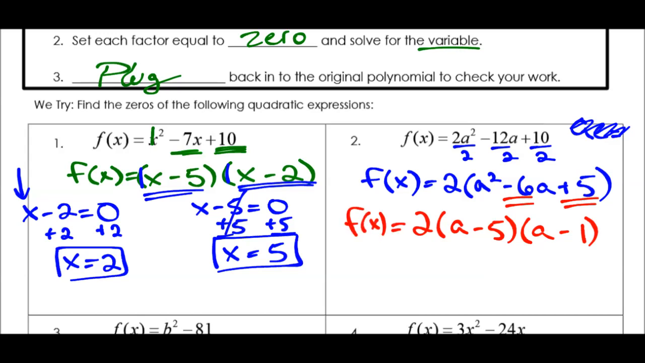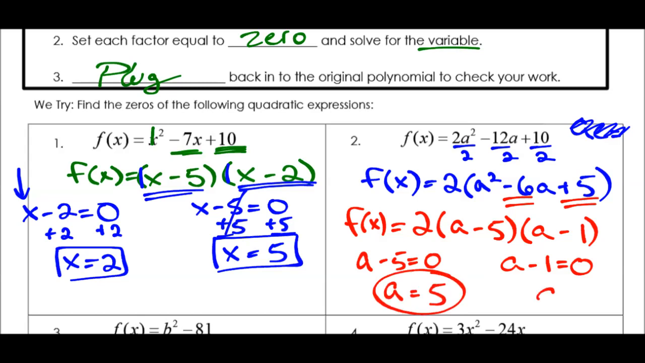Now I'm looking for things that are going to make either of those two factors equal to 0. So I'm going to set them equal to 0, and then I'm going to solve for a. a equals 5 in this one, and a equals 1 in that one. Those are my two solutions.